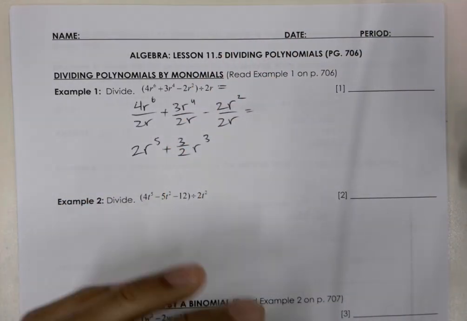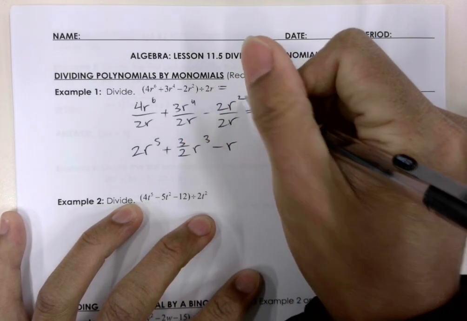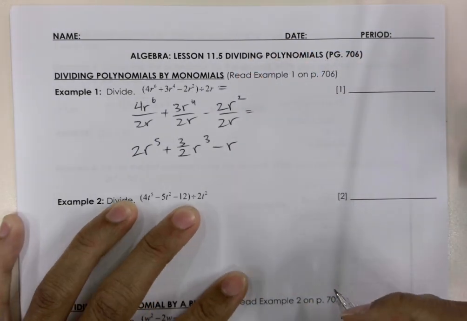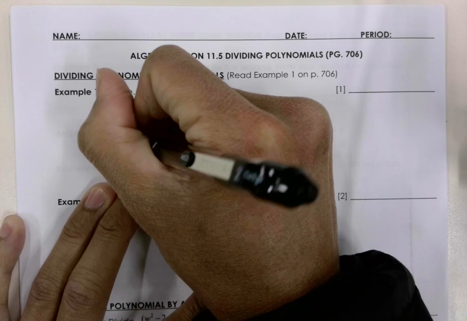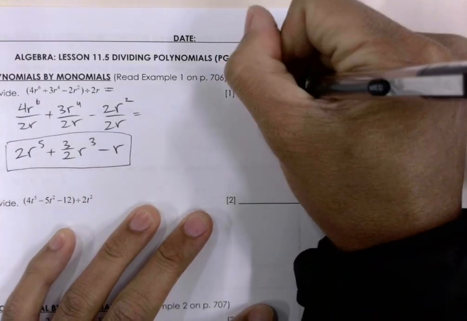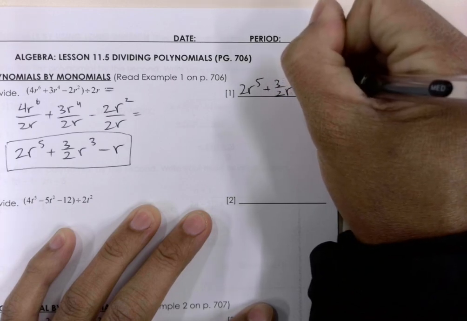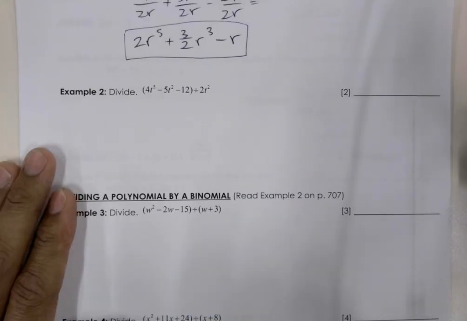And then the last term is 2 divided by 2 is 1, so we're just going to do minus r to the 2 minus 1. So that's going to be just r. And so that's our final answer here. So we'll do 2r to the 5 plus 3 over 2r to the 3 minus r. And we're going to do the same with example number 2.